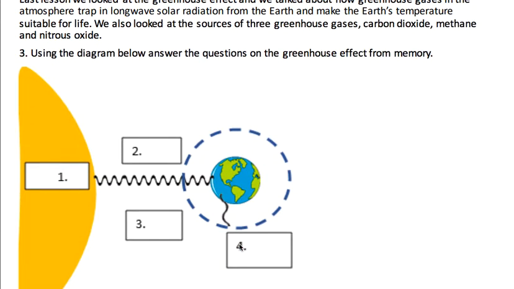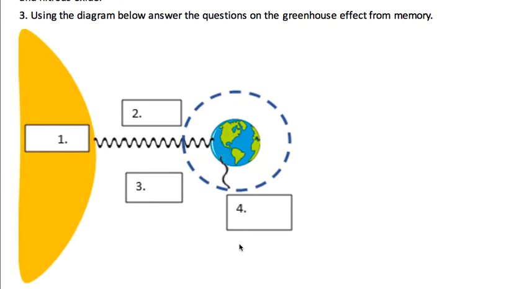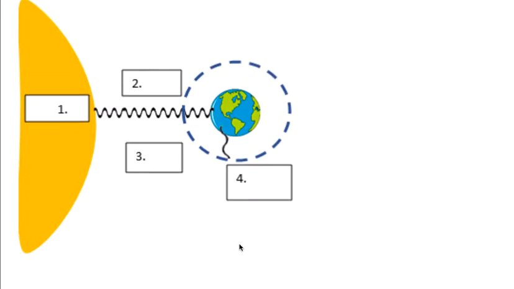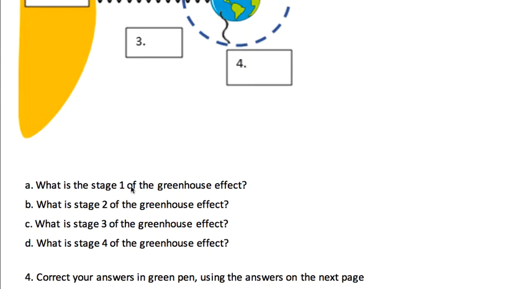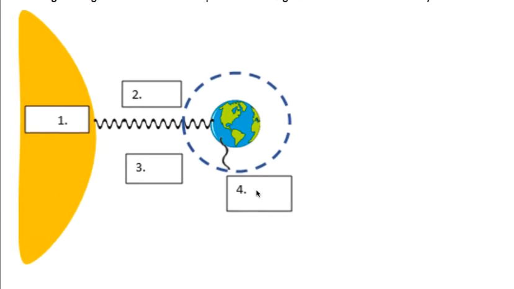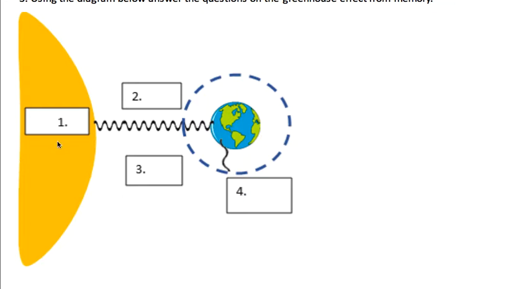Number 3. Using the diagram below, answer the questions on the greenhouse effect from memory. Let's scroll down to those questions. Question A, what is stage 1 of the greenhouse effect? So look at the diagram, find the box numbered 1. What is the first stage?